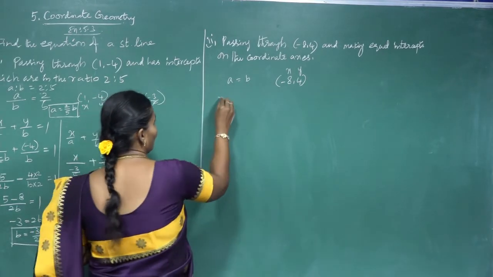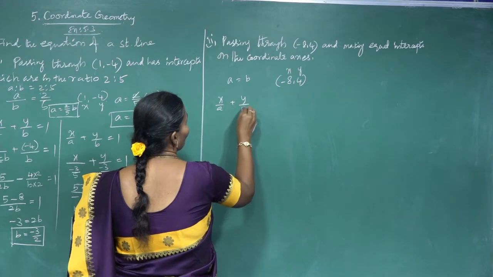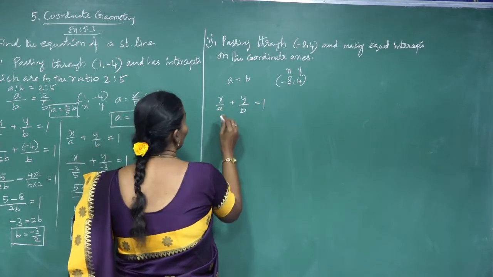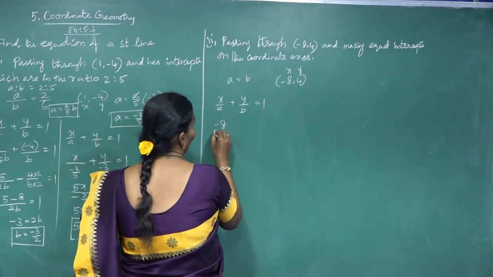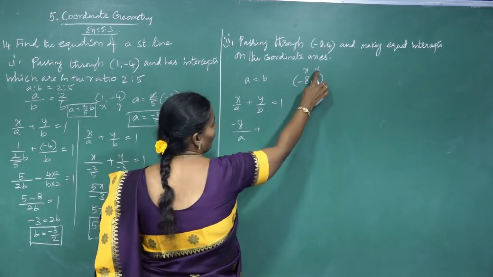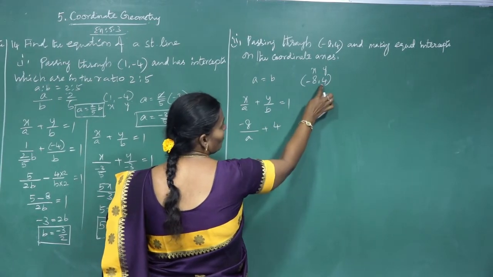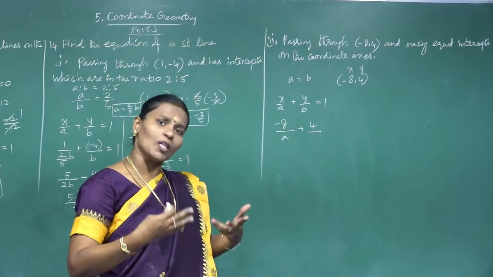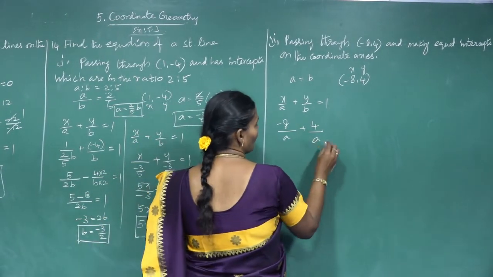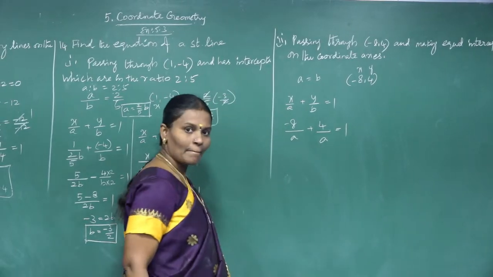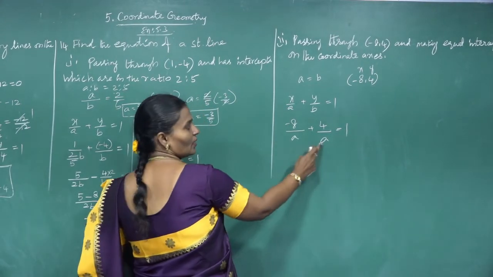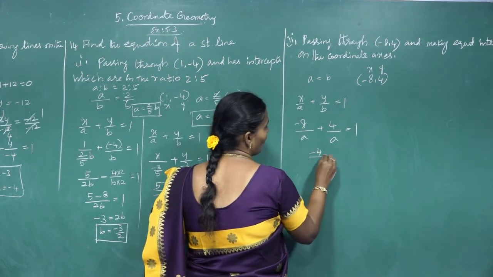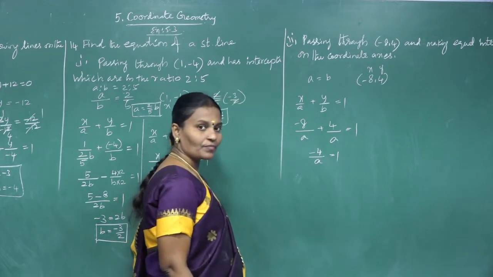First you take that x by A plus y by B is equal to 1. Substitute your x and y values. So x is minus 8 by A plus y is 4. See here 4. Then by A is equal to B, so you take B is also A. This is equal to 1. Understand children? See here. So A is common. So minus 8 plus 4 is minus 4 by A. This is equal to 1.